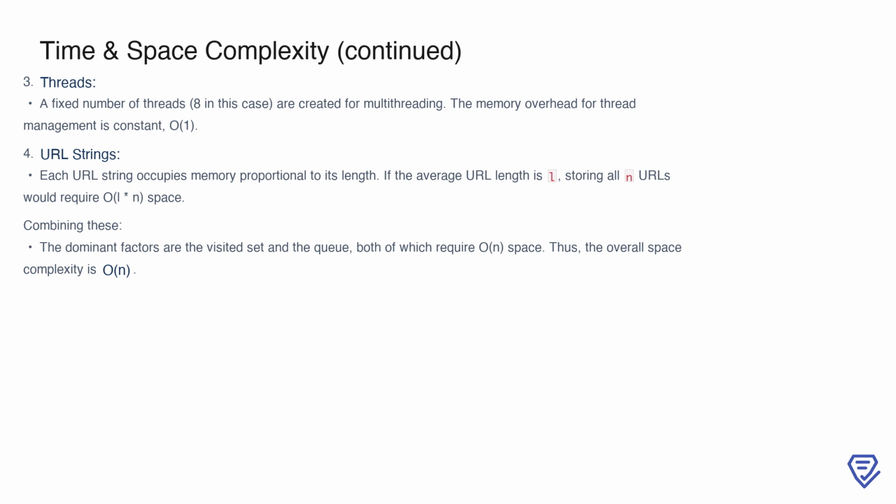Additionally, each URL string occupies memory proportional to its length. If the average length of a URL is L, the total memory required to store all n URLs would be L*n. Combining all these, the primary contributors to space complexity are the visited set and the queue, both of which scale linearly with the number of unique URLs, resulting in an overall space complexity of O(n).